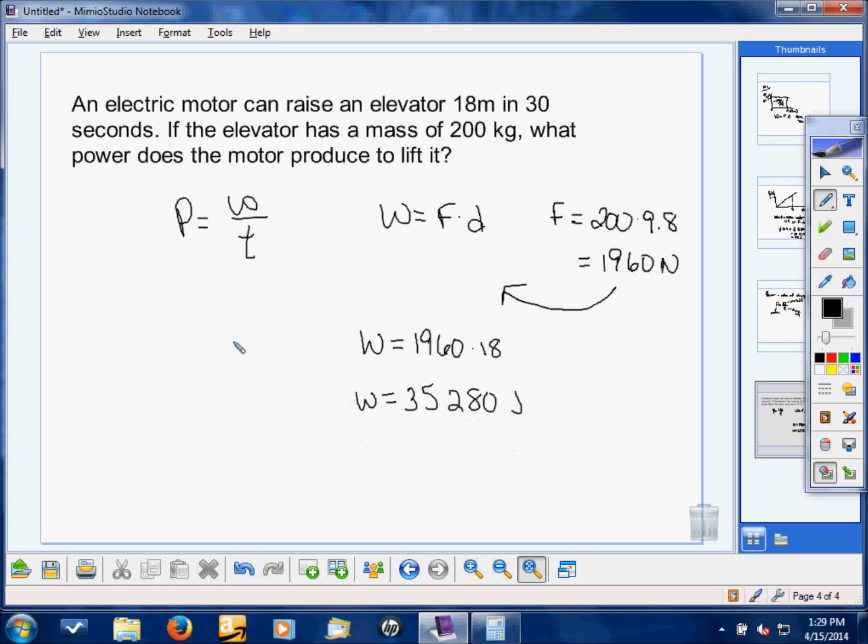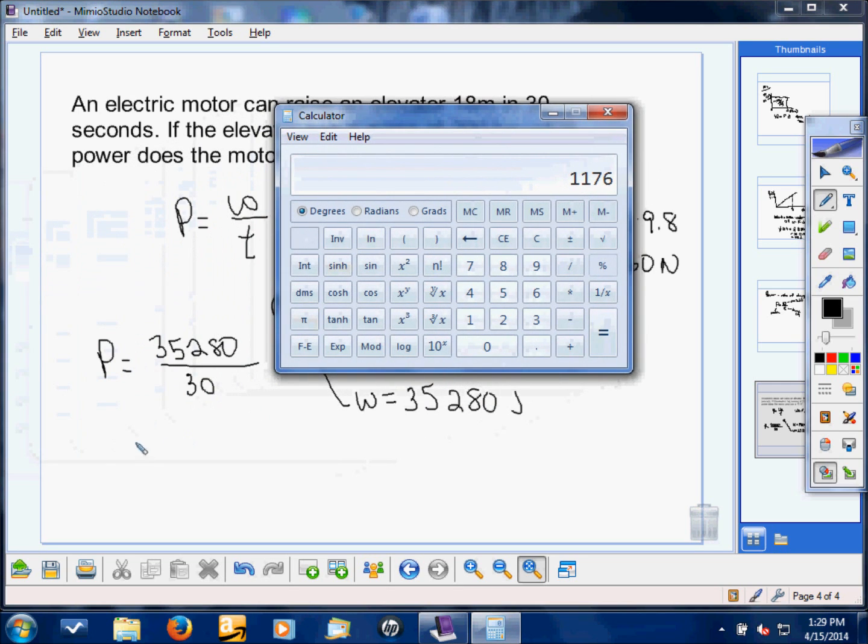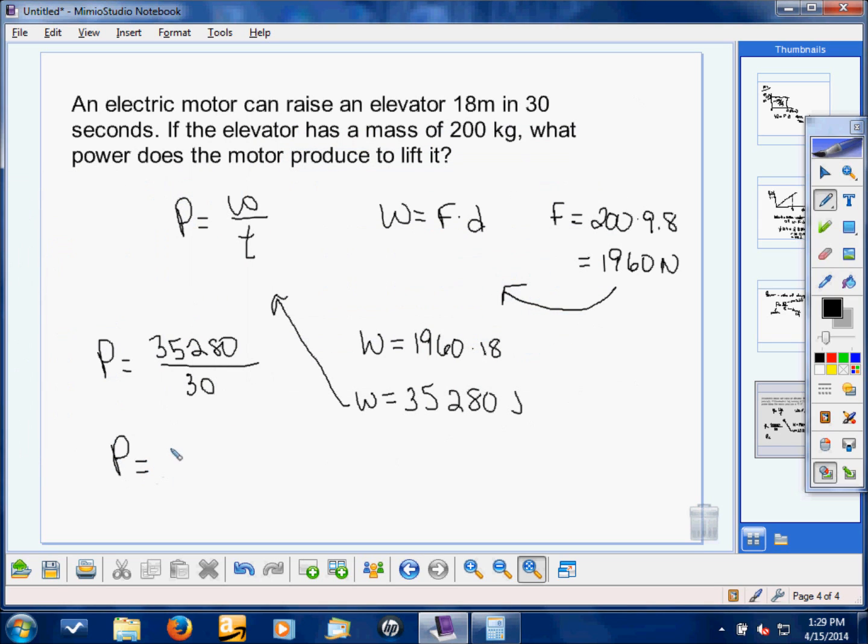Now we have to put that in the power equation. So power equals 35,280 divided by 30 seconds, which is 1,176 watts. Good. So we finally came up with the answer, but you have to be familiar enough with your equations that you make the question actually easy.